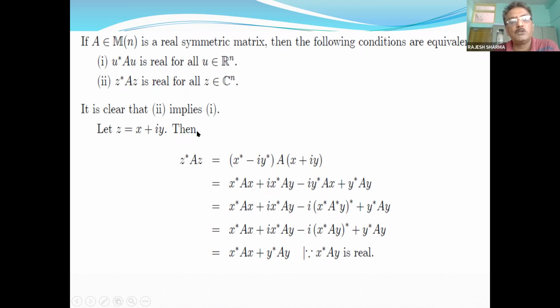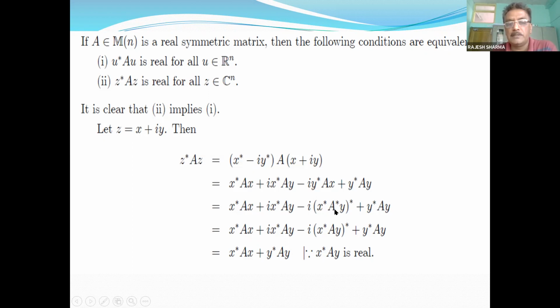1 also implies 2. Take z to be x plus iota y, where x and y are now real vectors belonging to Cn. Then z star A z is (x star minus iota y star) A (x plus iota y). This equals x star Ax plus iota x star Ay minus iota y star Ax plus y star Ay. Now note that this can be written as x star A star y star.